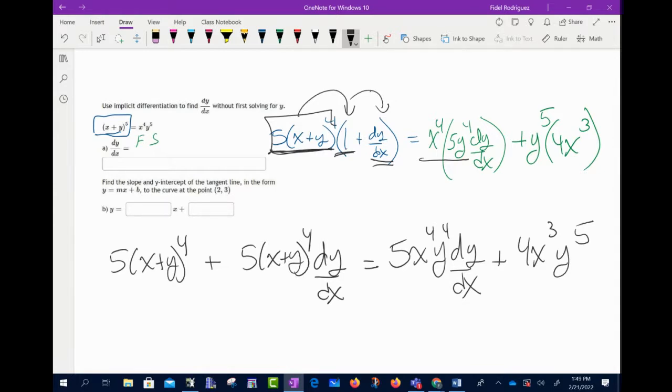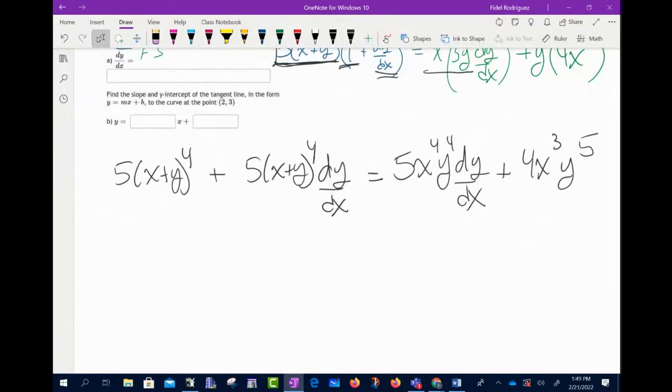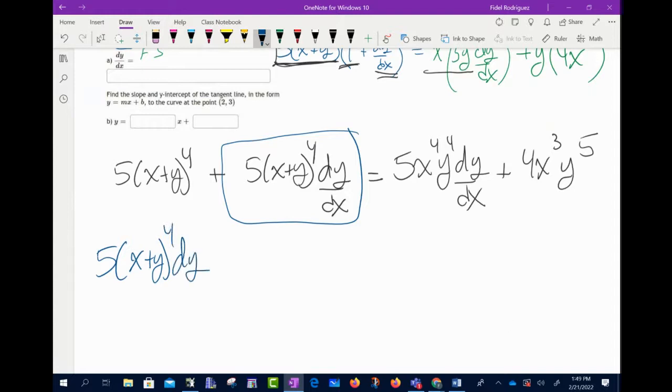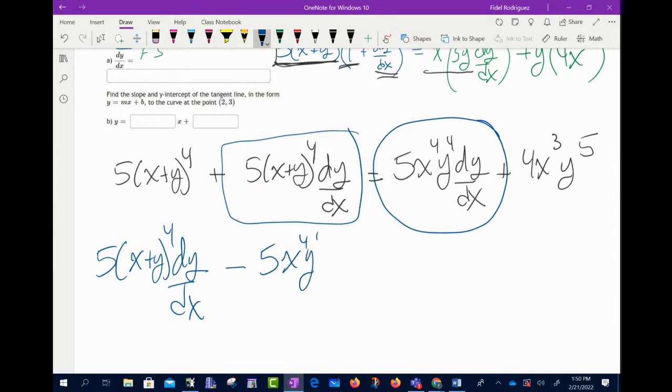Okay, now look. Let me ask you a question. Yeah, we're going to do some factoring, but hold on. Remember what we're trying to do? We're trying to get what by itself. Okay, so let me ask you a question. If I leave this piece alone here, 5 times x plus y to the fourth dy dx, I'm going to leave that piece alone. Can I bring this guy from the right side to the left side because it also has the dy dx? And if we bring it over, what's going to happen to the sign? So it's going to become a minus 5x to the fourth, y to the fourth, dy dx, right?